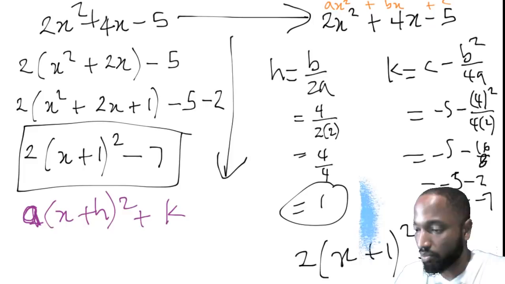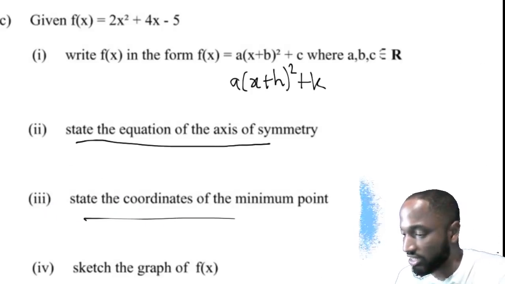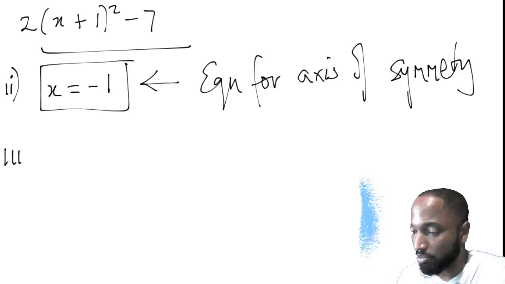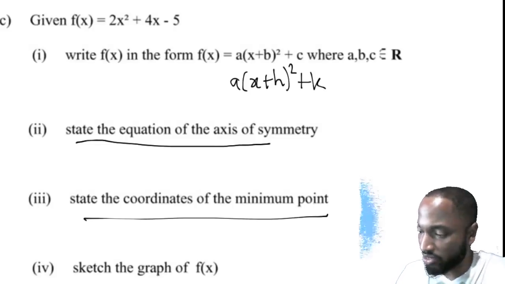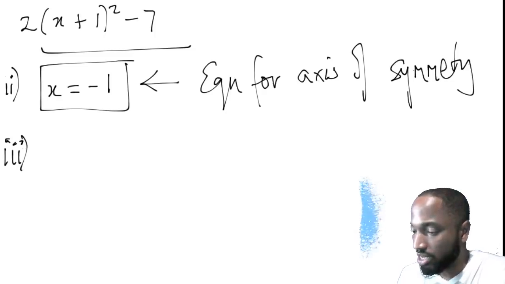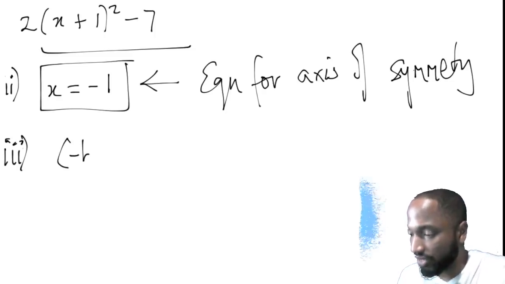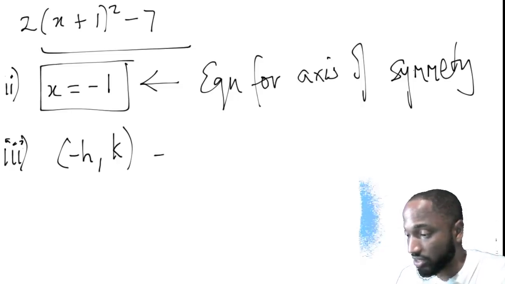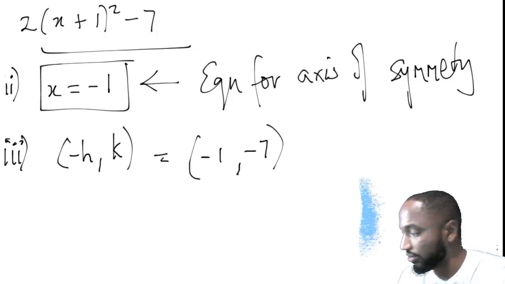What next? State the coordinates of the minimum point. I hope I'm numbering these things right here. The coordinates of the minimum point are negative h, k. So this is going to be equal to negative 1, negative 7 as the coordinates of the minimum point.